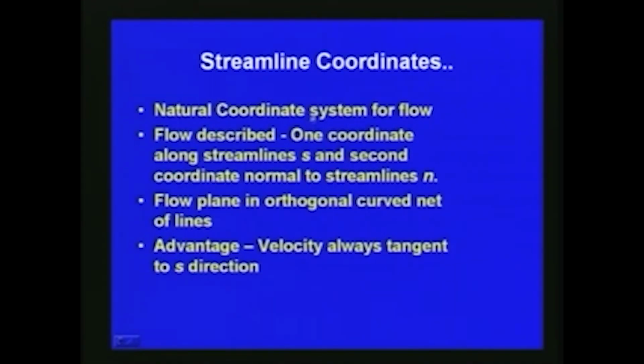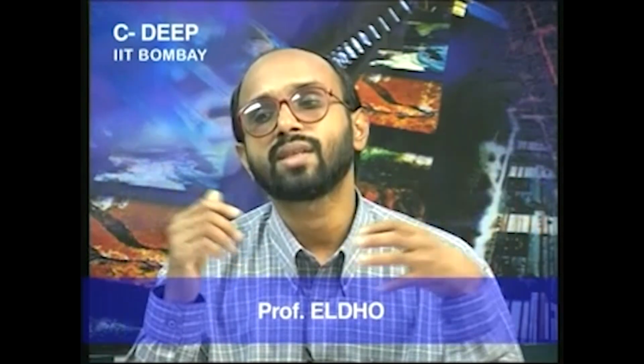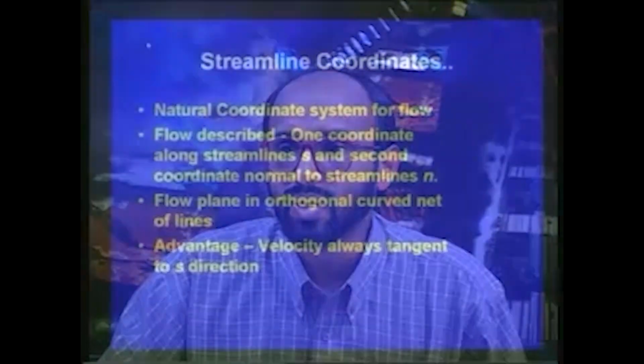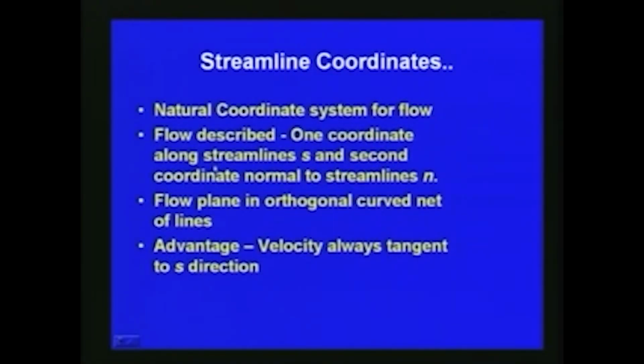This has the advantage that, as far as fluid flow is concerned, streamlines give the natural coordinate system. So that is one of the important advantages of this streamline coordinate system, since the natural coordinate system is the flow itself, its direction is taken as the coordinate system, so that we can describe many of the fluid flow properties with respect to it. And flow is described with one coordinate along the streamline, S, and the second coordinate normal to the streamlines, N.